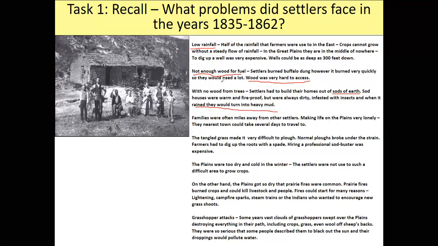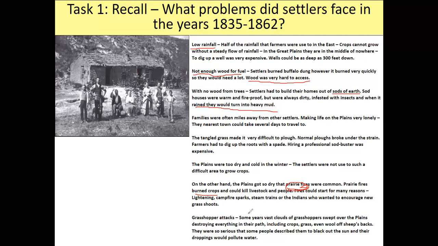On top of being very cold in the winter, the plains also got very dry and, in periods of hot weather, prairie fires were very common. Now, if a prairie fire occurred, it could burn your crops and it could kill livestock and people. Fires could have started for many, many reasons. You could have had lightning, campfire sparks, and overall, this was significantly dangerous for the people that lived on the plains.